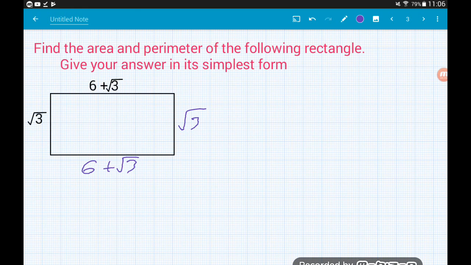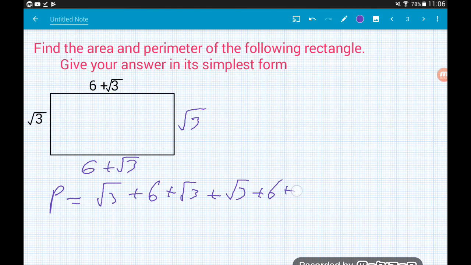So we know in a rectangle opposite sides are equal to each other. Okay, so let's have a look at the perimeter first. We get the perimeter by adding all four sides together. So we've got root 3, add 6, add root 3, add another root 3, add another 6, add root 3. Now if we simplify that as much as possible, we've got 6 add 6, which will give us 12. And then we've got root 3 four times, so we've got 4 root 3. So the perimeter is 12 plus 4 root 3 units.